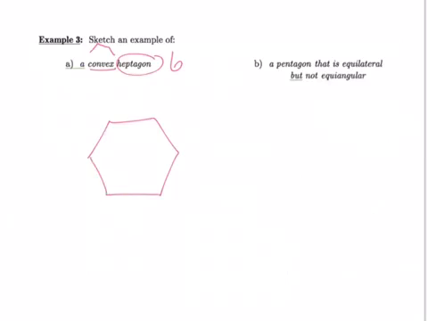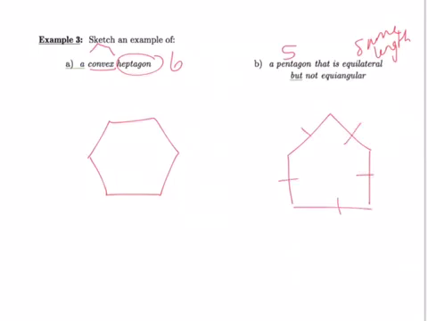A pentagon, so 5 sides, that is equilateral, so all the sides are the same length, but not equiangular, so the angles aren't the same. So when I think of a 5-sided figure where the angles aren't the same, it's what I drew earlier. So all these sides are the same measure, but my angles are not, because these two would be right angles, and these are not. And this would be the same.